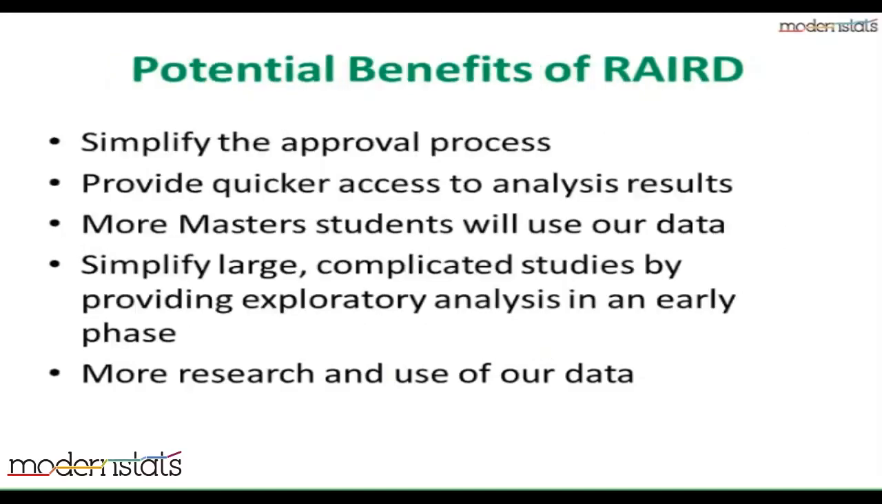The potential benefits of RARED are to simplify the approval process. In our current system, it can take a year to get access to our microdata for researchers. We will provide quicker access to analysis results. More master's students will use our data. Currently, the approval process takes far too long for master's students. They wouldn't achieve approval until they have already completed their master's, so they don't even try.